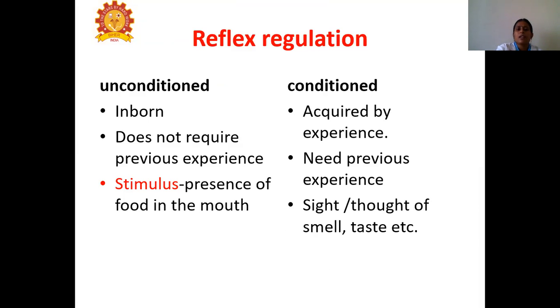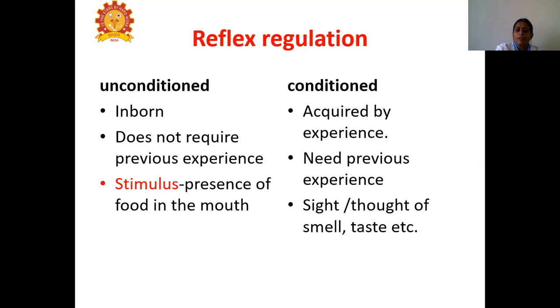Next one is the reflex regulation. There are two types of reflex: unconditioned reflex and conditioned reflex. Unconditioned reflex usually develops at birth itself. It does not require any previous experience. The stimulus for the unconditioned reflex is presence of food in the mouth. So that is unconditioned reflex, and conditioned reflex is normally acquired by previous experience. So it needs previous experience.